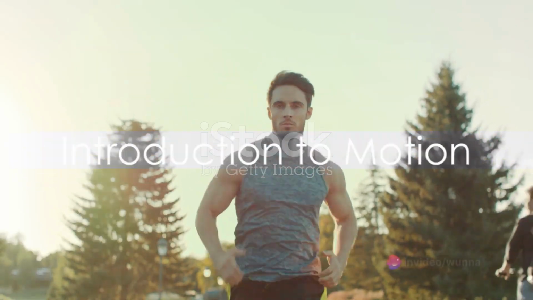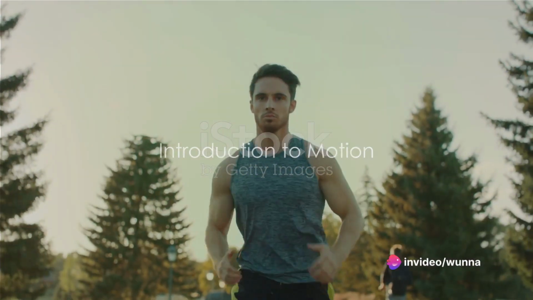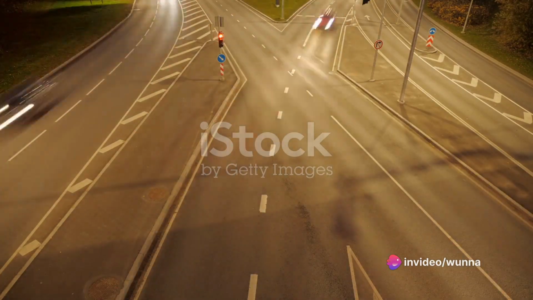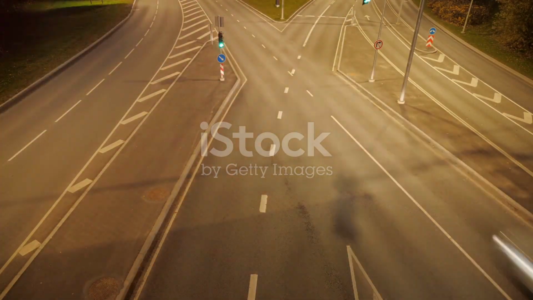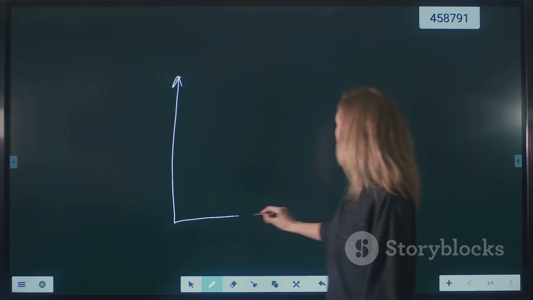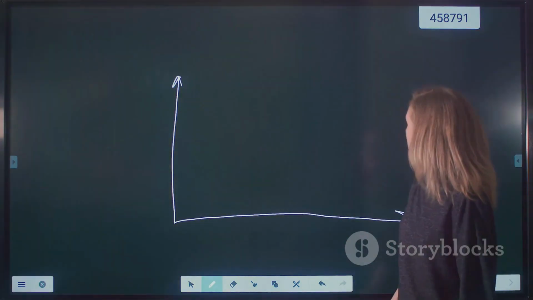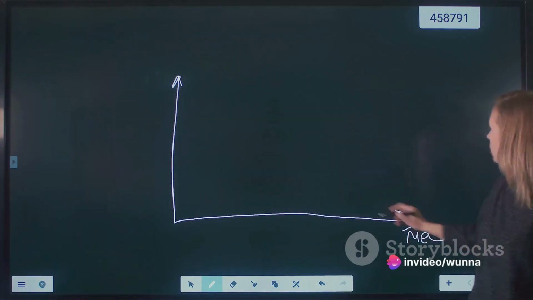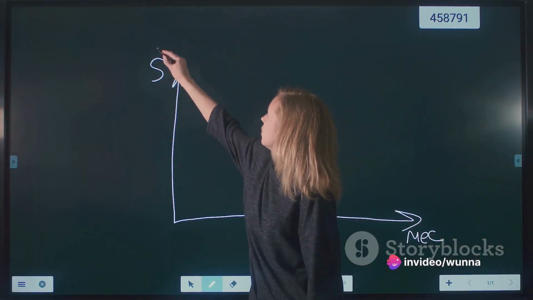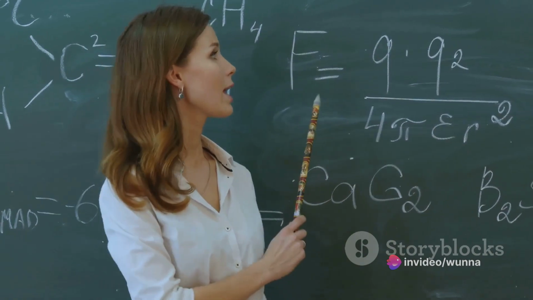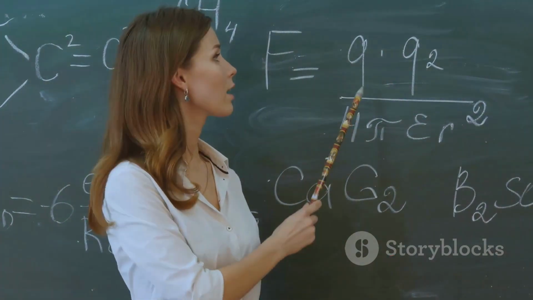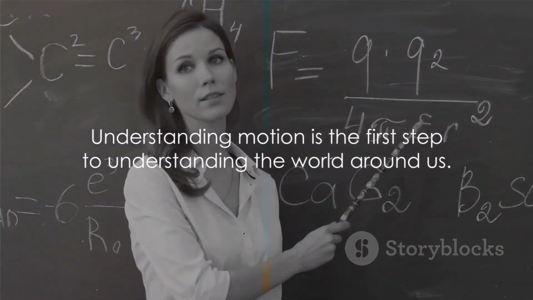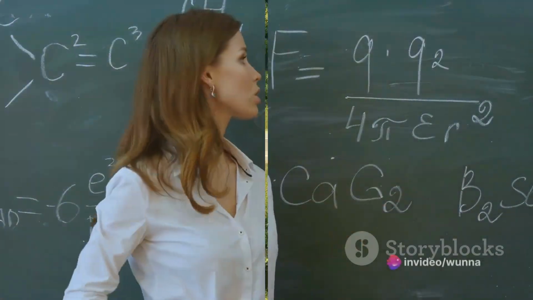Ever wondered how we define motion? What does it mean when we say something is moving? Well, motion is simply a change in an object's position relative to its surroundings over a period of time. Throughout this discussion, we'll dive into various terms that help us understand this concept better. Distance, displacement, speed, velocity, uniform velocity, acceleration, uniform acceleration, retardation, and uniformly accelerated motion. Remember, understanding motion is the first step to understanding the world around us.